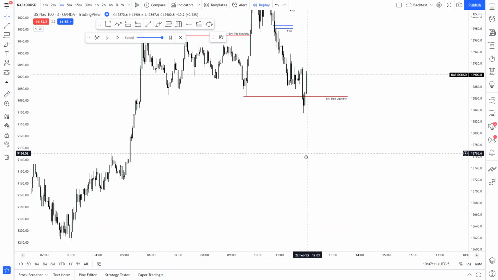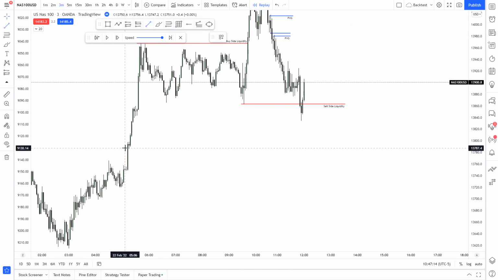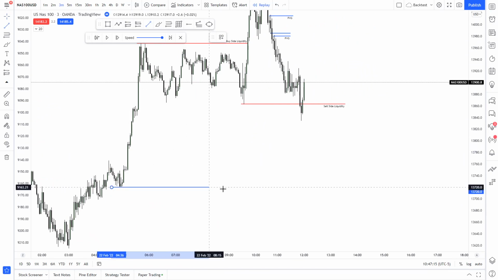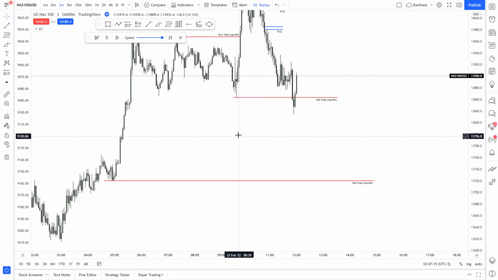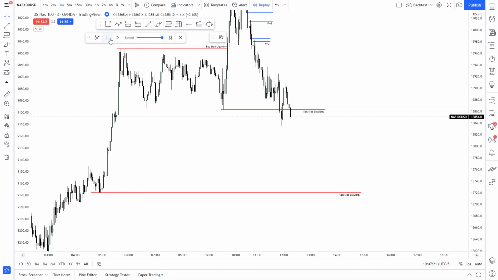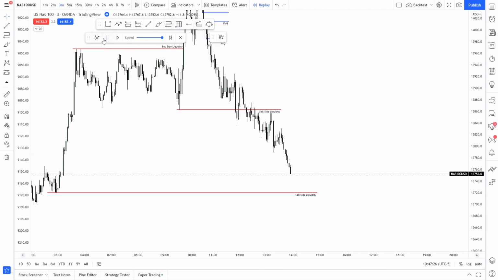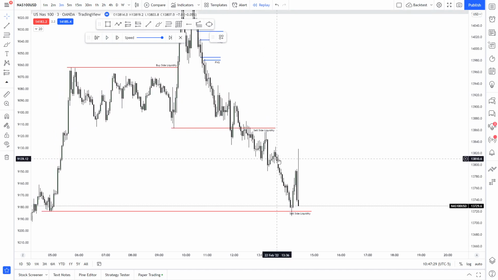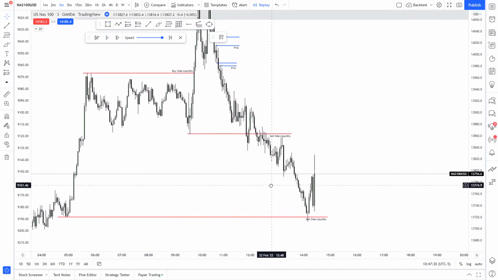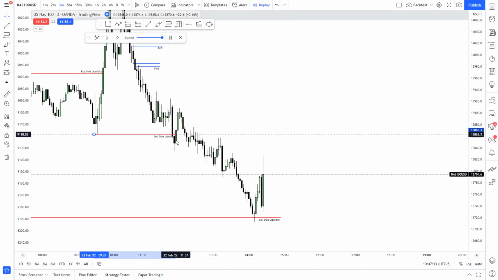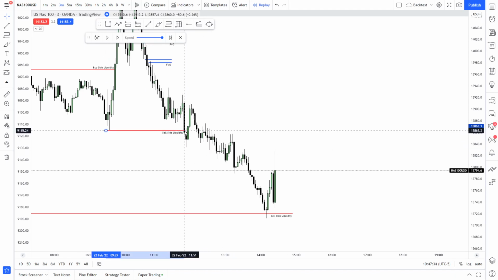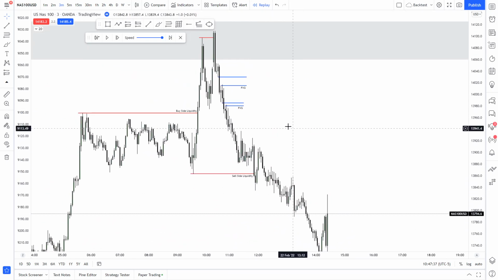And you could also target this imbalance or this low right here. Sell side liquidity, this low should be taken. Personally, I wouldn't hold for this long unless I've done my weekly profit target. So as you can see here, price took out the marked sell side liquidity.